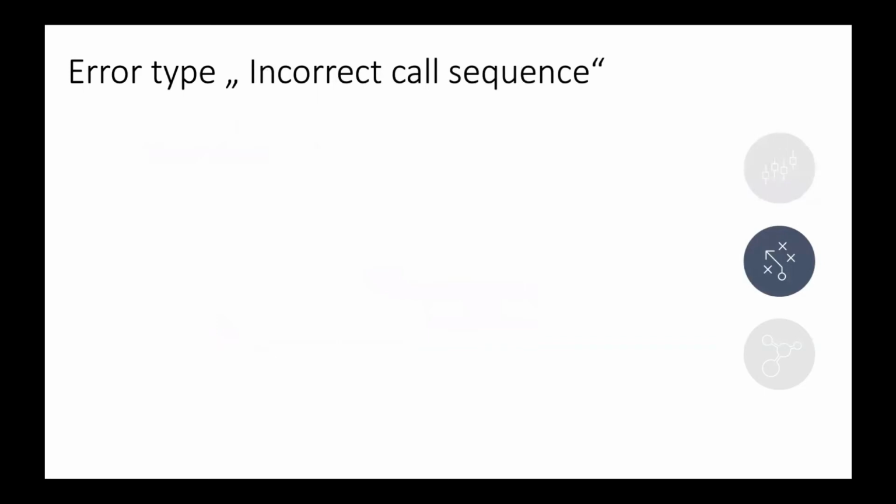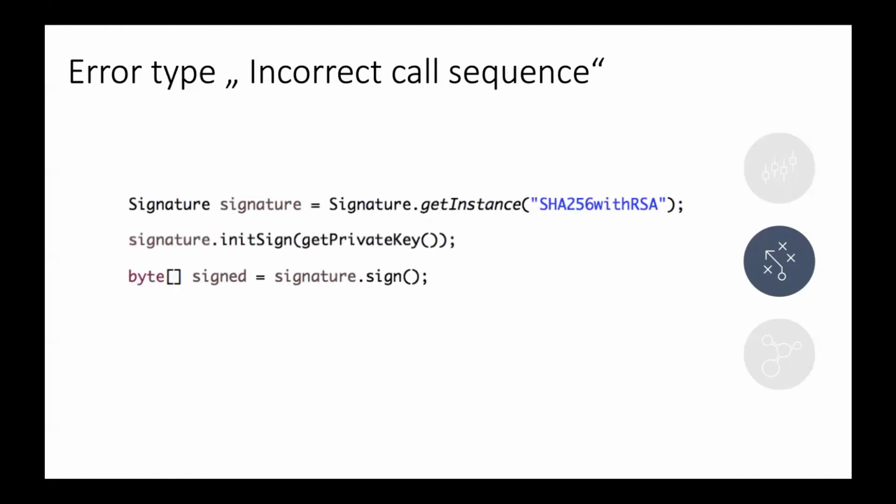The second kind of error message that CogniCrypt supports is an incorrect call sequence, right? So an incorrect call sequence is when you are able to tell CogniCrypt that, hey, if you call the get instance method and the init sign method of the signature, you need to update it with some data before you can actually sign it, right? So your call sequence of the signature object here is incorrect, meaning get instance and init sign must be followed by something in between before you sign it.